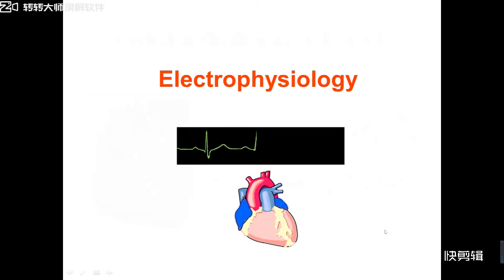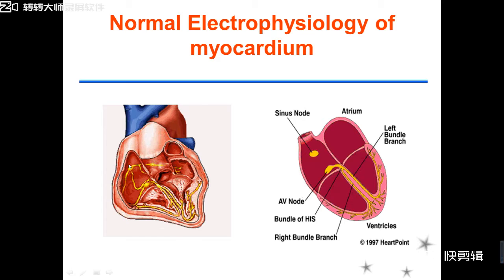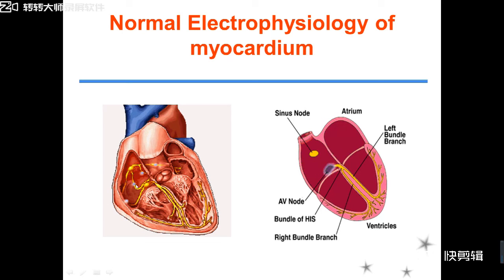Before we study antiarrhythmic drugs, we should review some knowledge we have studied in physiology. So let's review the electrophysiological characteristics of cardiomyocytes. We should know that one heartbeat, one action potential of cardiomyocytes, is formed from here, the sinus node, and then conducted to the atrioventricular node and the ventricular Purkinje fibers. One action potential, one heartbeat.